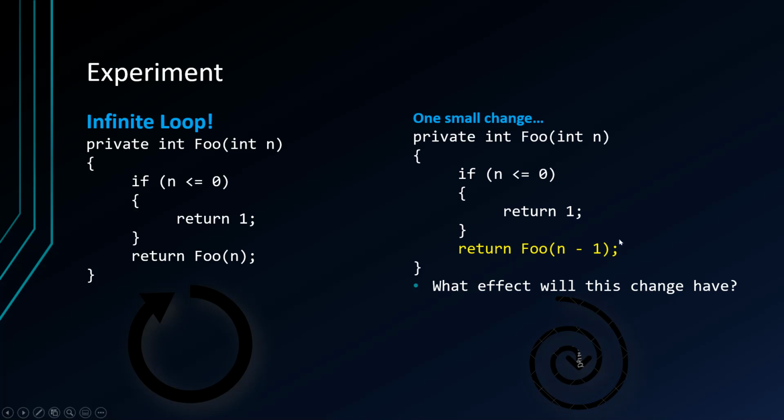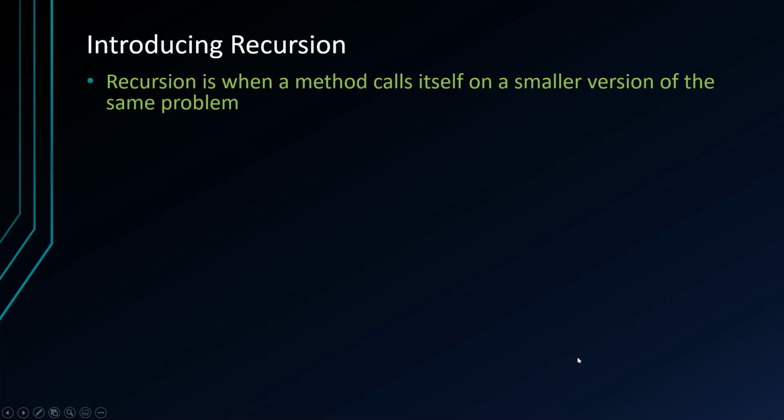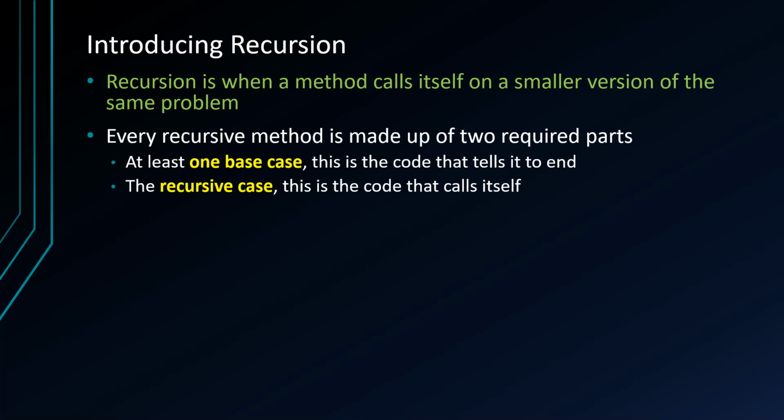Over here on the right, we are working towards that ending condition. We're getting closer to that value of 0 every single step, hence the spiral decreasing and decreasing and decreasing. So recursion is when a method calls itself on a smaller version of the same problem. Every recursive method is made up of 2 required parts. At least one base case, that's that ending condition that we saw. This is the code that tells it to end. And the recursive case. This is the code that calls itself, hopefully with a reduced version of the problem.